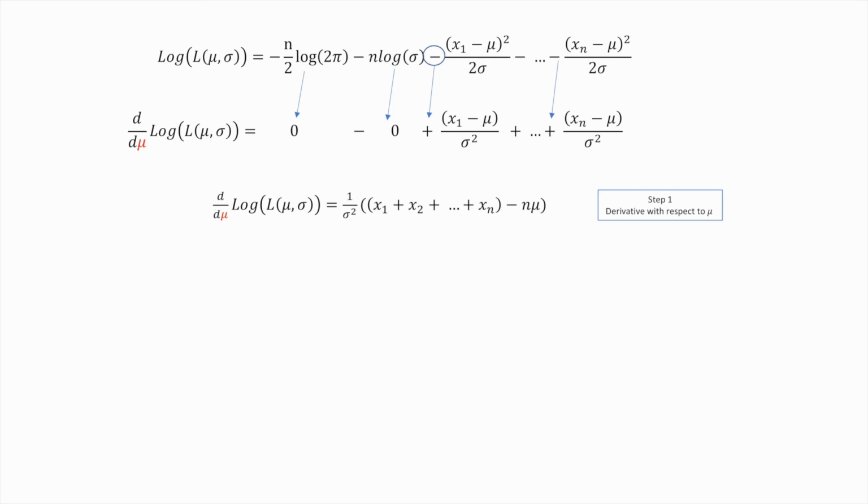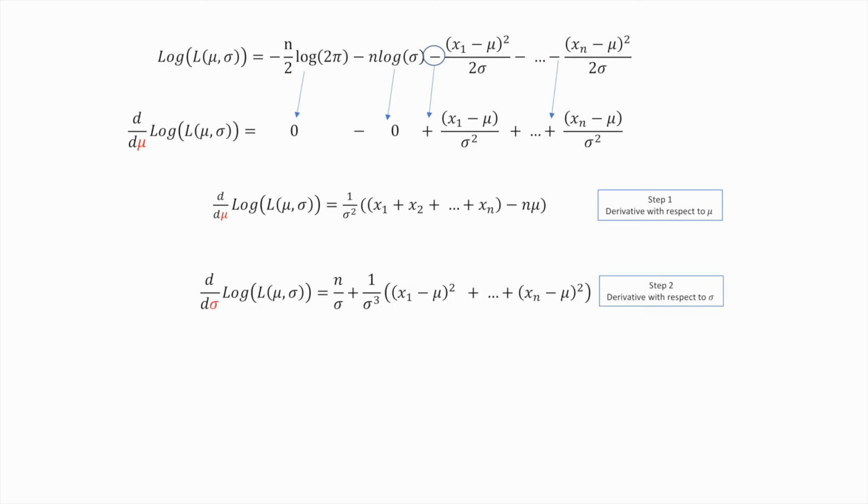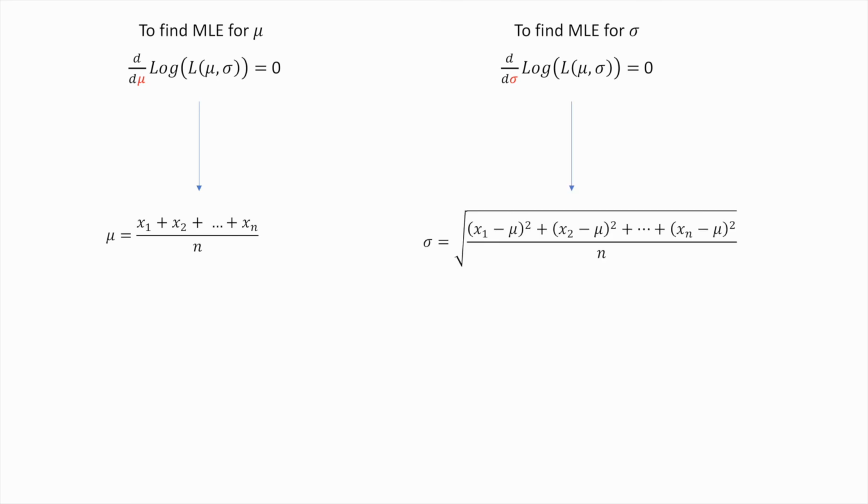Speeding forward, the derivative with respect to mu is 1 over sigma squared times the sum of the xi's minus n mu. The derivative with respect to sigma is as follows. We are almost there. To calculate the maximum likelihood estimator for mu, we set the derivative with respect to mu of the log likelihood equal to 0. We end up with a value of mu equal to the sum of the xi's divided by n, which is the number of the observations. If we do the same thing for sigma, we find the maximum likelihood estimator or the optimal parameter for sigma, which is equal to the following.